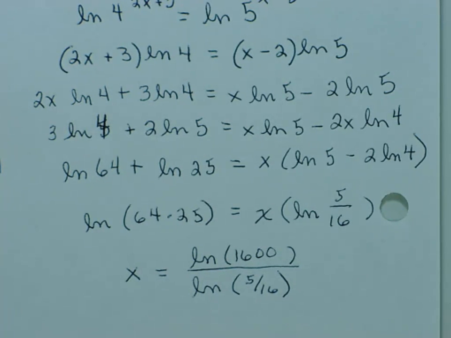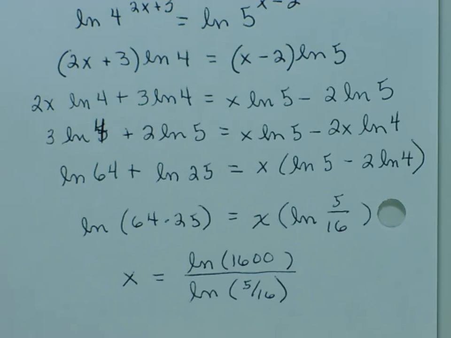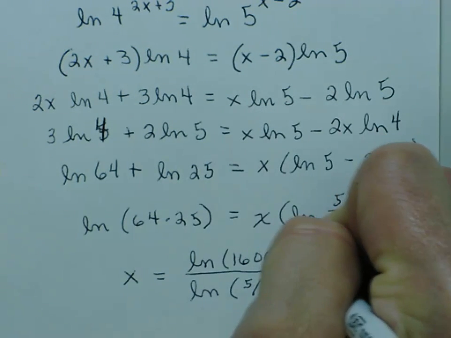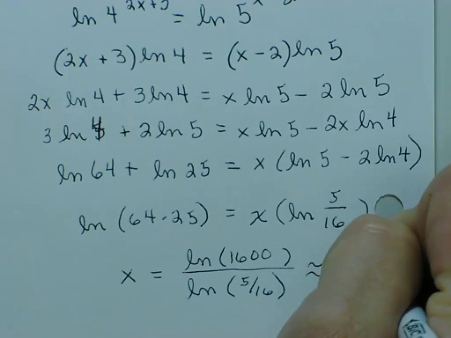That's the exact answer, and that's 3 points on the test right there. But to get the other 3 points, you're going to have to actually punch that correctly on the calculator. And my book says that's negative 6.34.